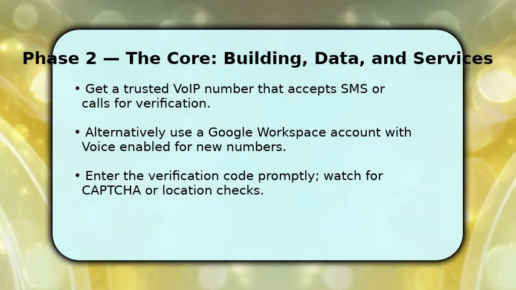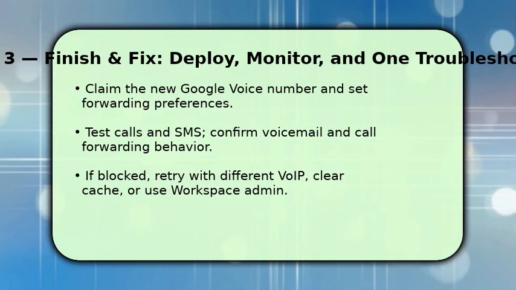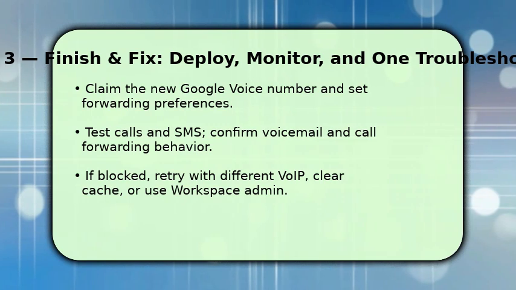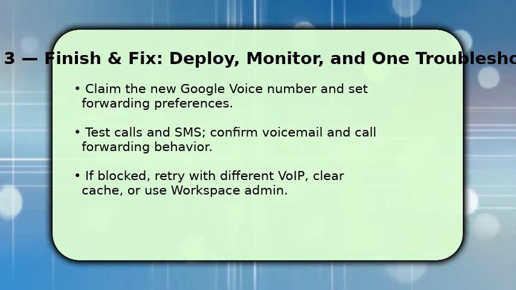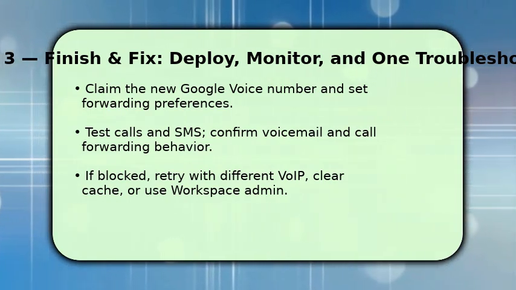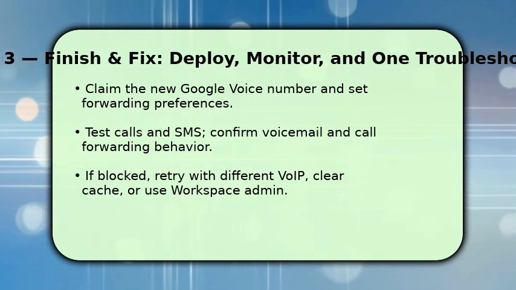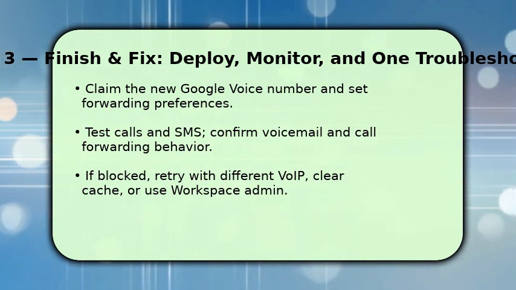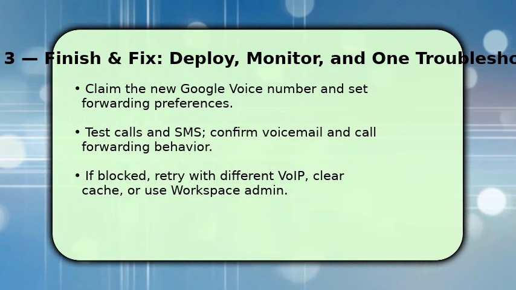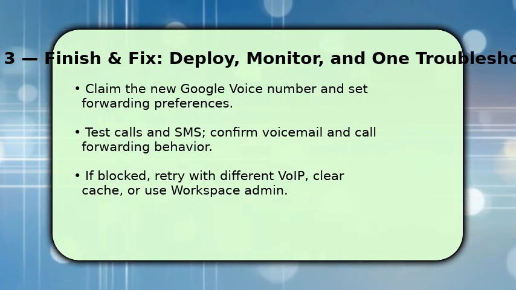Finally, you claim the Google Voice number and configure forwarding and voicemail so calls reach you. Test incoming calls and texts to confirm routing. Change settings if calls go to voicemail or forwarding isn't working. If Google blocks the process, try clearing cache, switching browsers, or using a different trusted VoIP provider.